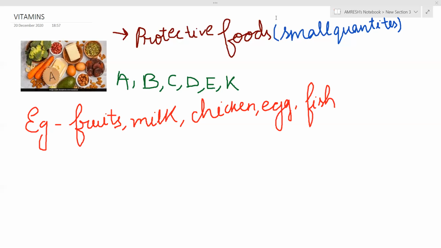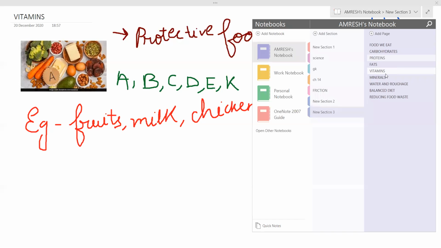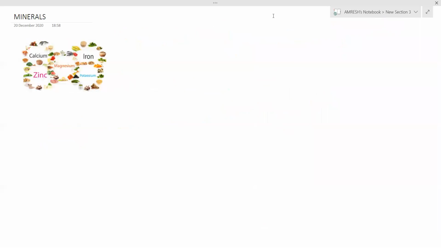Now next protective food is mineral, the last protective food. So this is also one protective food. You write down, this is also one protective food. See, I have given mineral, calcium, iron, zinc, magnesium. These all are the minerals that we get from the food.